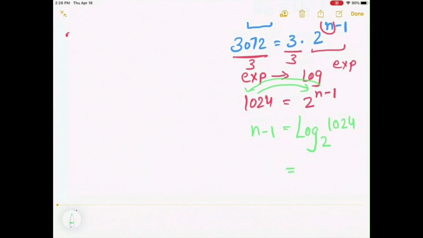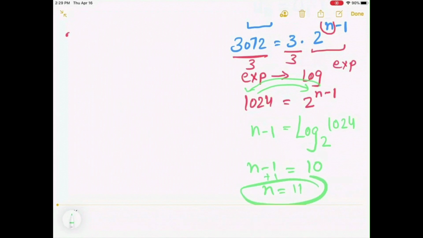Now you need to put this log expression into your calculator. I hope you remember there's a key with 2 boxes. You could use that, or you can just take log of the top divided by log of the base. Either way you could do that. So if I put it in my calculator, my answer is 10 for this number. It's n minus 1. Let's just solve for n, which is 11.